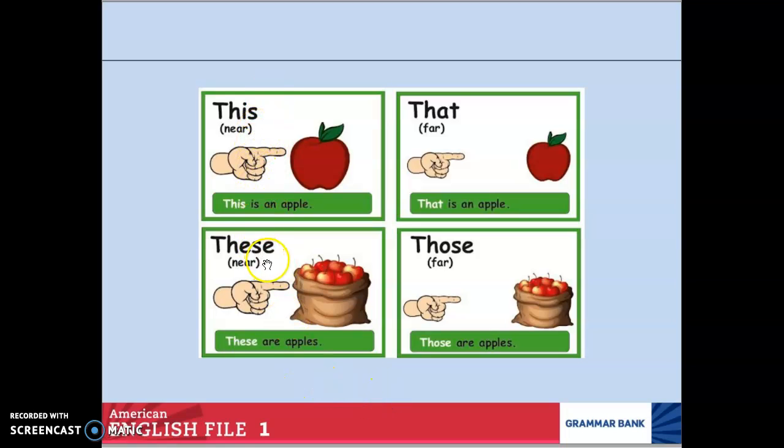Remember just the pronunciation. This, these. So well, continue practicing this week with exercises of demonstrative adjectives.